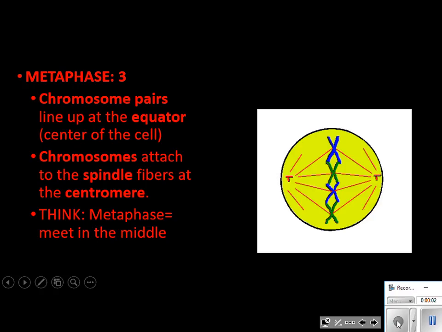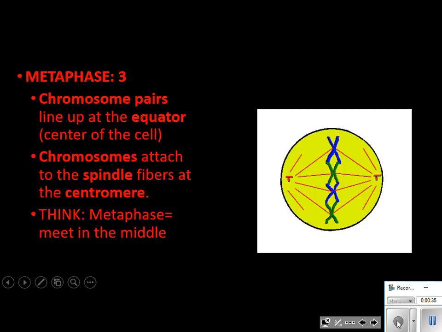We're going to begin our discussion today with where we left off yesterday. If you remember correctly from yesterday's lesson, we ended up with metaphase, which was number 3 on our diagram. Now, what can you tell me about metaphase? What do we associate with metaphase?